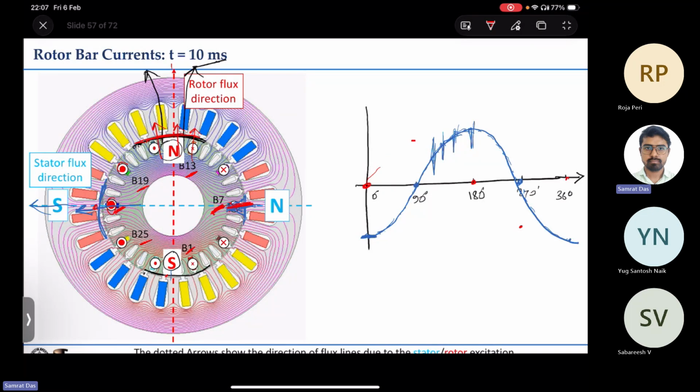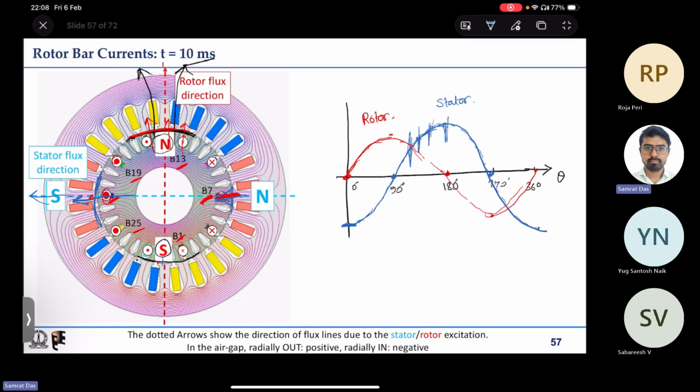So the fundamental field will look like this, and you can see that in this case the rotor field, where this is the stator field, is leading the stator field by 90 degree, and that tells you that it is a generating action that we are having, because power flow is happening from rotor to stator. That is what happens during generating action.